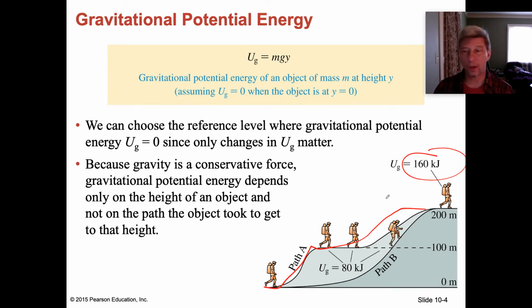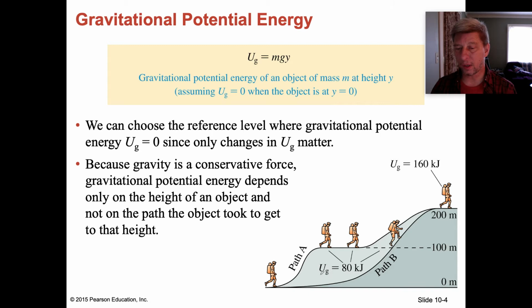The thing that I want you to realize here is that it doesn't matter what path he takes in order to get here. Whether he takes path A or path B doesn't really matter. He's still going to get to this grand total gravitational potential energy of 160 kilojoules, whether he goes up a step at a time or whether he goes up the whole slope all at once.